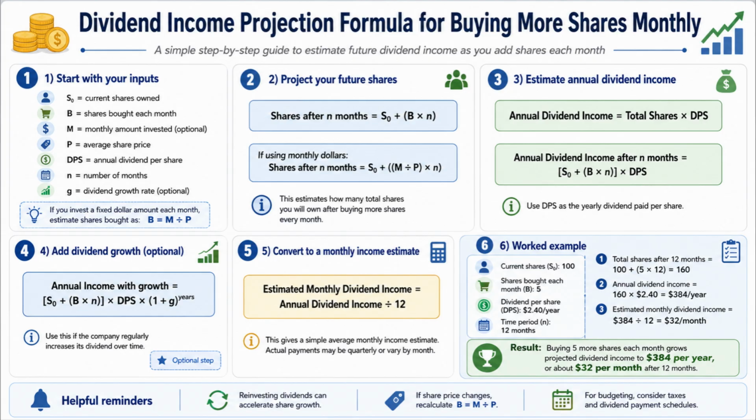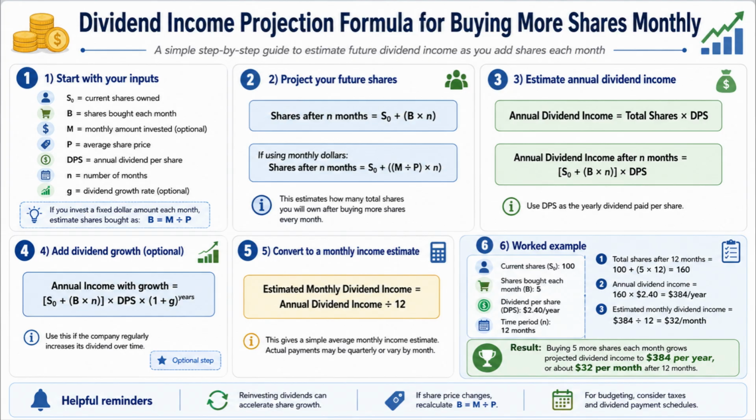Next, if you invest a fixed dollar amount every month instead of buying a fixed number of shares, you can estimate the number of shares bought monthly by dividing your monthly investment by the average share price. In simple terms, B equals M divided by P. This helps you convert your monthly investment amount into an estimated number of new shares.